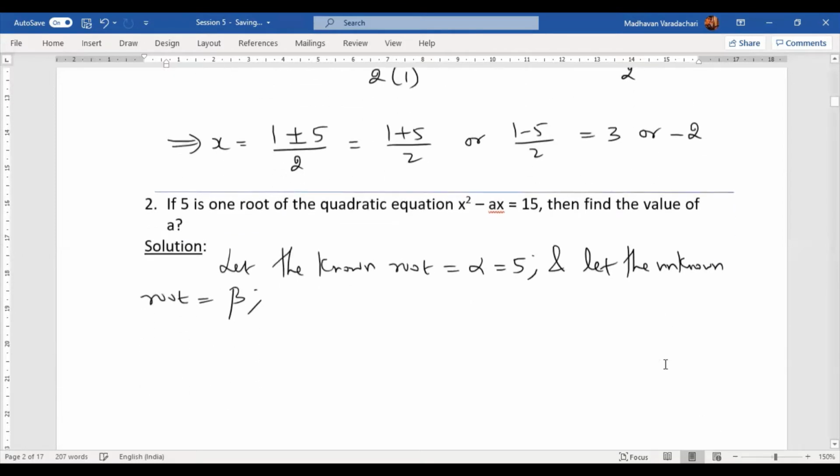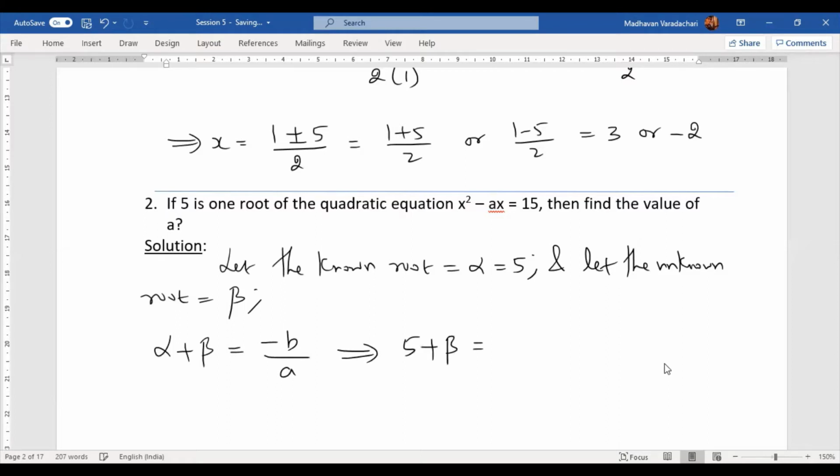But one thing we know, the sum of the roots, that is alpha plus beta, should be minus b by a. That means 5 plus beta, because alpha we know it is 5, one of the roots. Beta we don't know, I am simply writing beta. Equals minus b, here what is minus b? If you look into it, b is minus a. So if it is minus b, then it is minus of minus a. Why am I writing that? We know b is negative a. So minus is already there, I am keeping that.